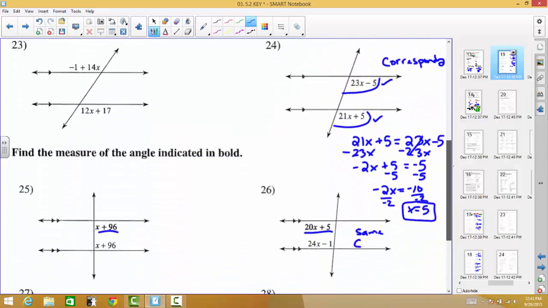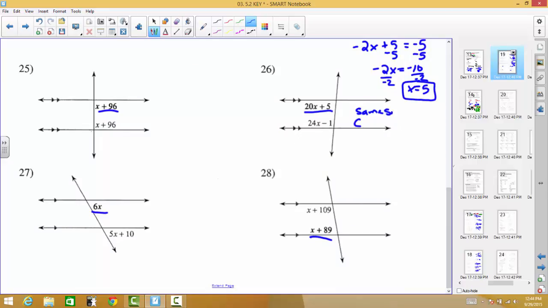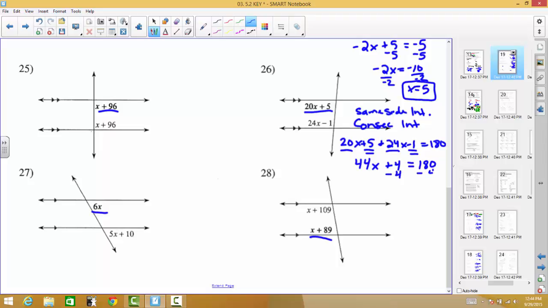Consecutive interior, also known as same side interior. That's how I learned it. Consecutive interior. So together they add to give you 180. So 20x plus 5 plus 24x minus 1 will give you 180. So 20x and 24x is 44x. Your numbers are 5 and negative 1, which is 4. Go ahead and subtract 4 because you're wanting to get the x alone.